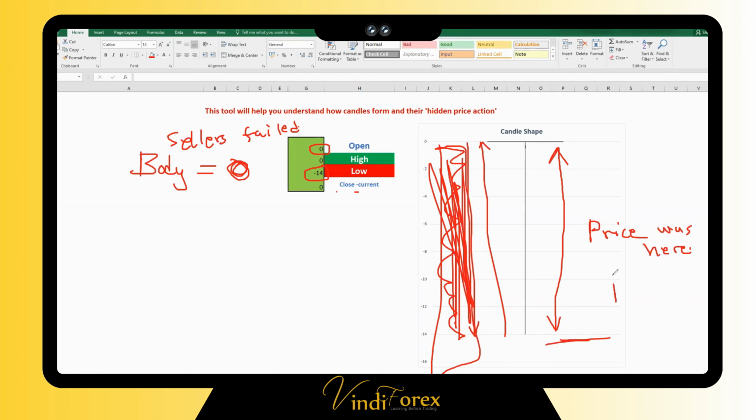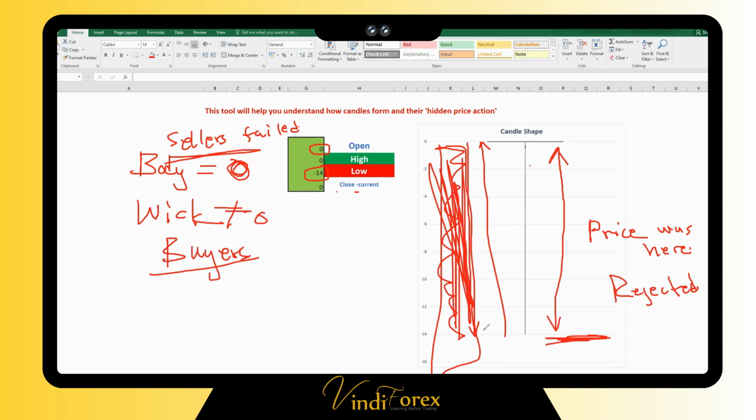But what happened? It got rejected. It was here. Got rejected. So the wick here is not zero. So since the sellers failed, who is in control? The buyers.